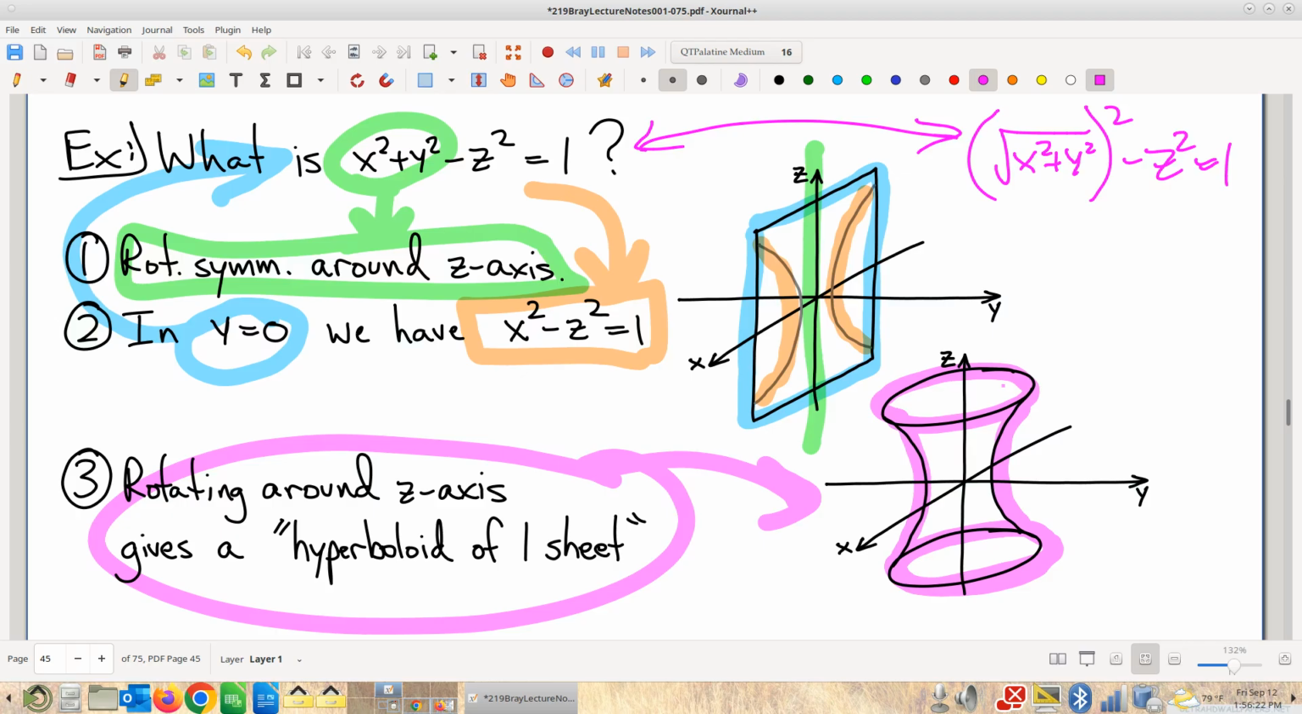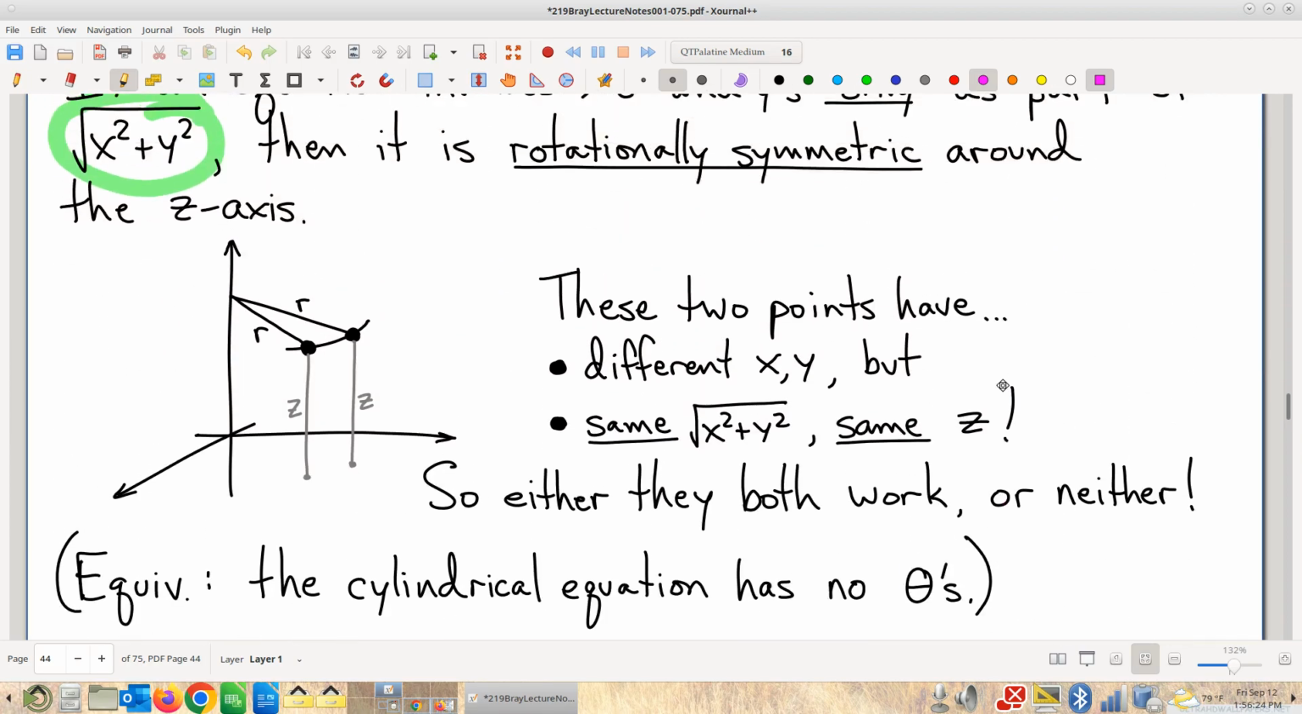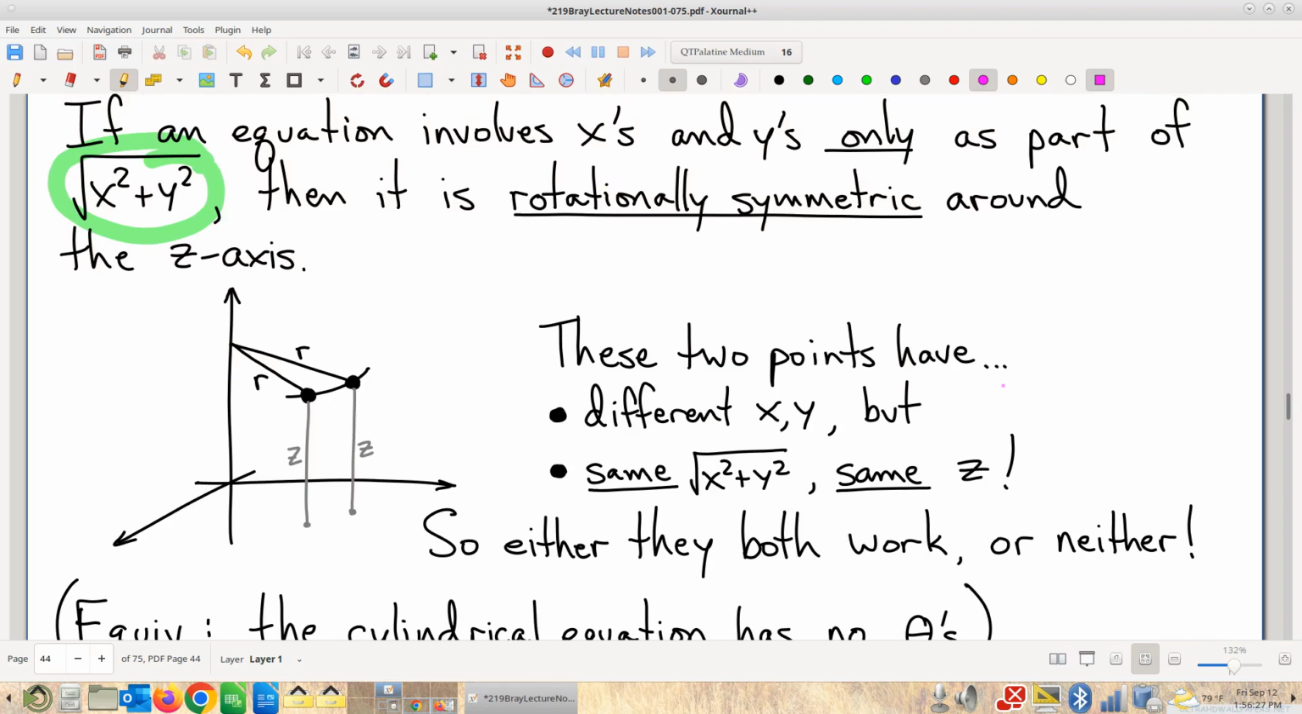Why X and Y? Why was I thinking about X and Y and concluding that it's symmetric around the Z-axis? Why haven't we entertained if Y and Z show up only in an analogous special form, and then would that mean it's rotationally symmetric around the X-axis? And the answer is absolutely.